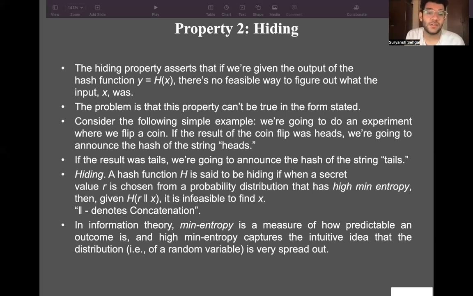Then, given the hash of R concatenated with X, it will be infeasible to find X, where the double bars show the concatenation. In information theory, minimum entropy is a measure of how predictable an outcome is, and high minimum entropy captures the intuitive idea that the distribution is very spread out.